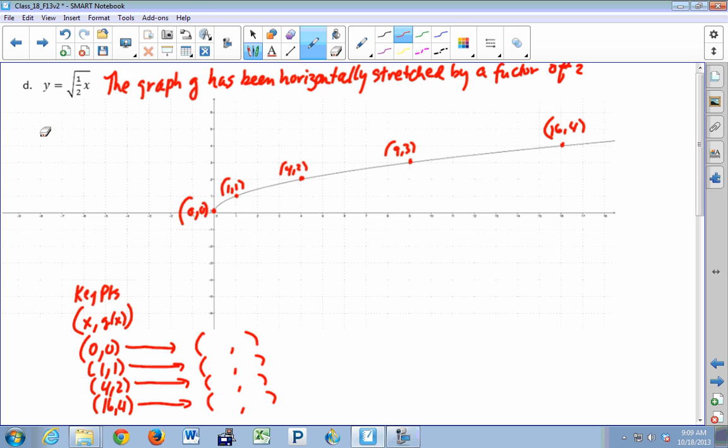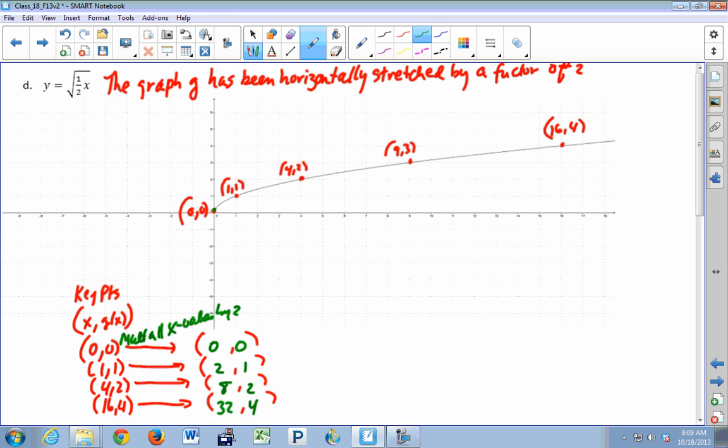So if I'm just working with points on a table, I have to multiply all x values by 2. So 0, 0 stays 0, 0. 1, 1 becomes 2, 1. 4, 2 becomes 8, 2. And 16, 4 becomes 32, 4. Well, I don't have enough space on my graph here to put that point in, but I can put 0, 0 in.